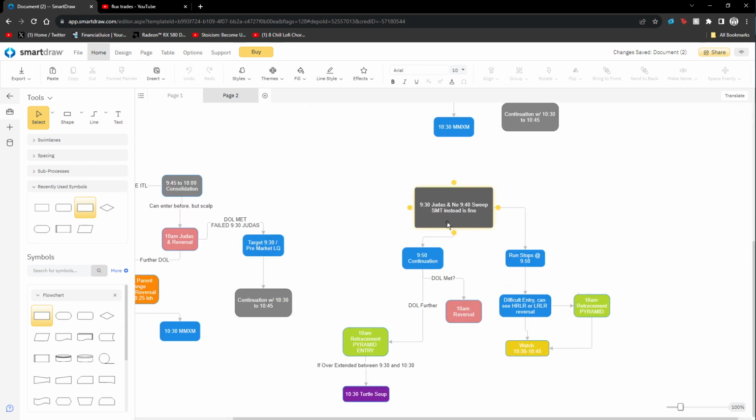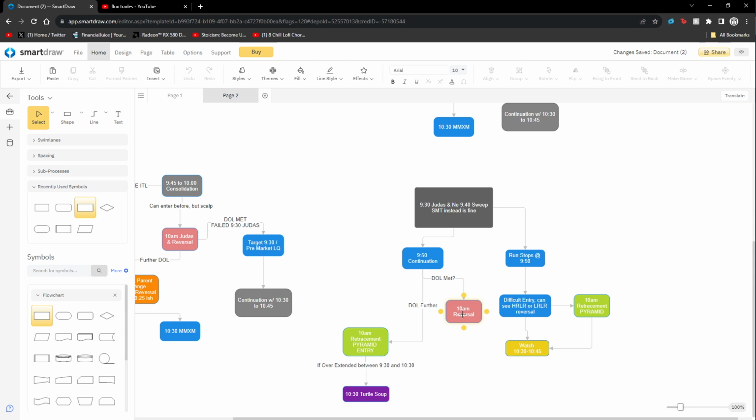So here, if you have 930 Judas and no 940 sweep, you can see you most likely have continuation. If we do run stops at 950, this creates a difficult entry. You can see it with a high resistance liquidity run or a low resistance liquidity run based on the current market structure. And then you either get a 10 a.m. entry, but I'd be watching for 10:30, 10:45. But it's pretty simple. Okay, 950 continuation entry, and then these lines in between are what you're going to be looking for.